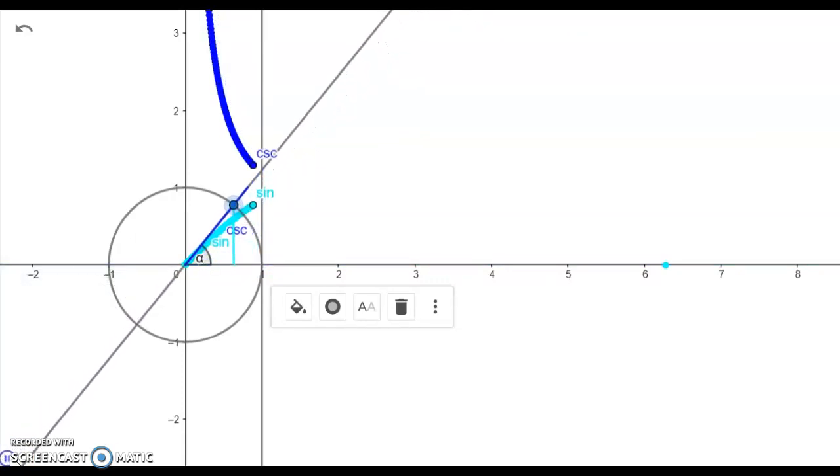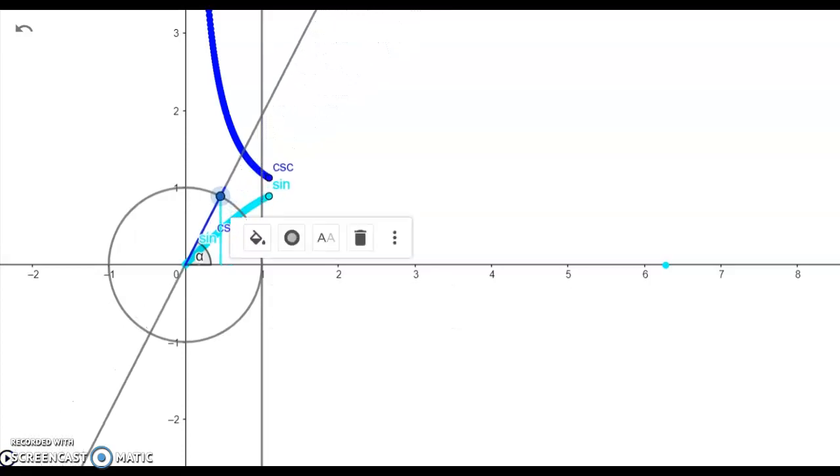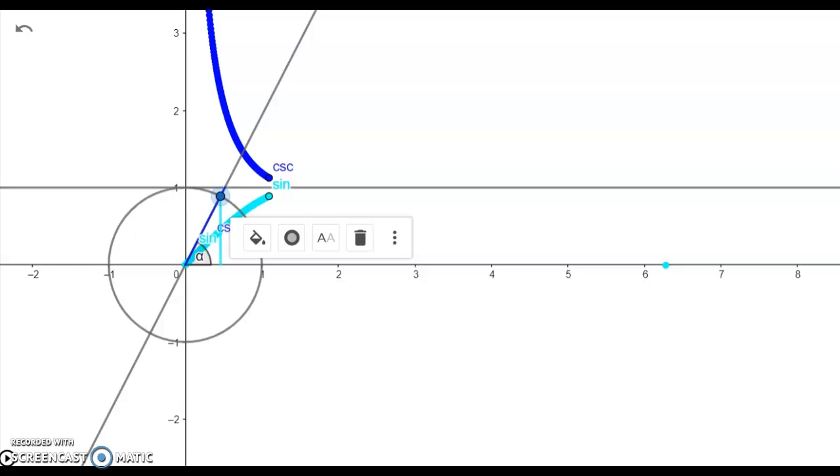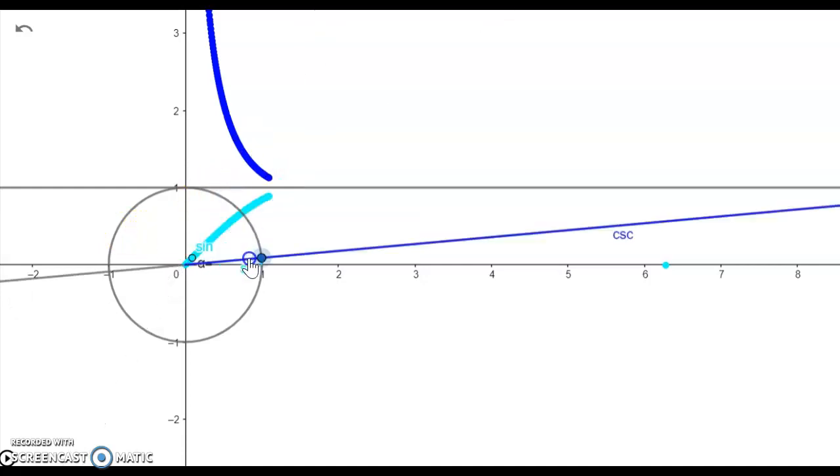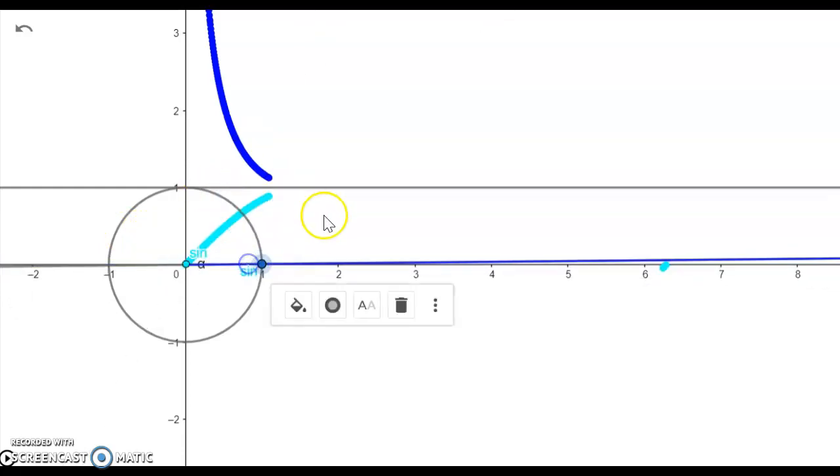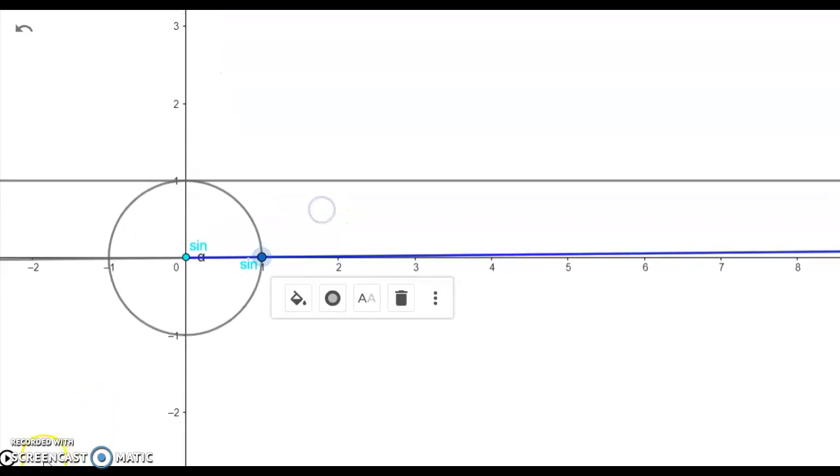So again, let's pause that for one moment here. Let me switch these two lines out. I'm going to switch out the tangent line and put in the cotangent line. That's going to make it a little bit easier to tell what's going on here. So we'll go back to the beginning and erase.